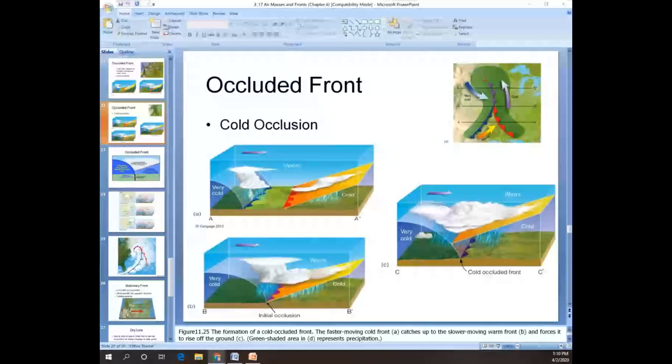Hey, Nakira, this should answer your question. On slide 22, part C, look at where the warm air mass is. You see how it's lifted up? You found it? Okay, cool. Thank you. You bet.